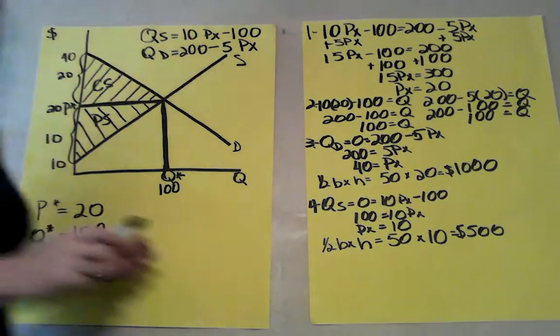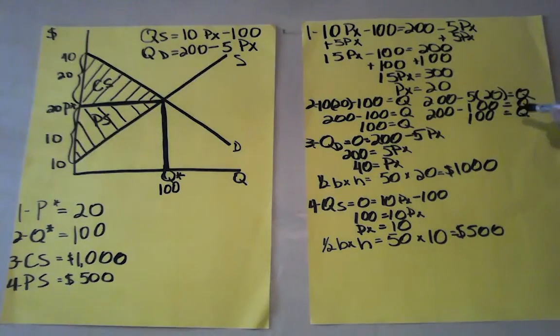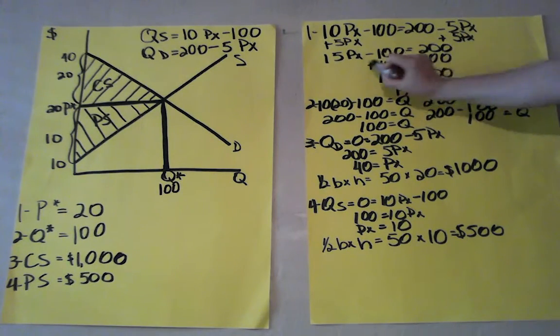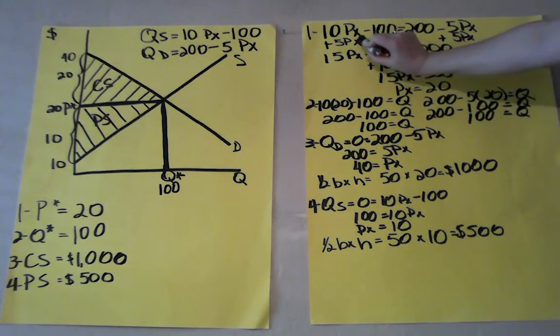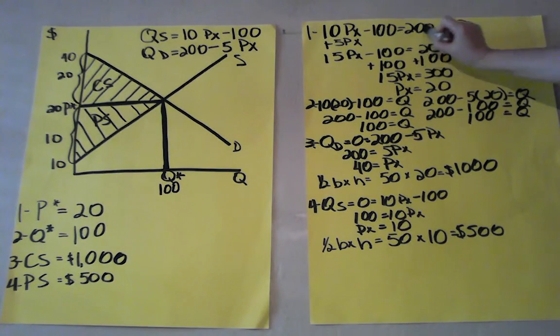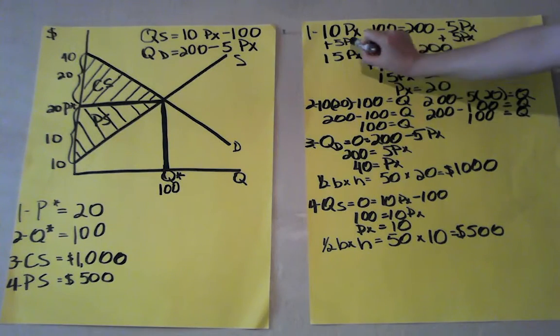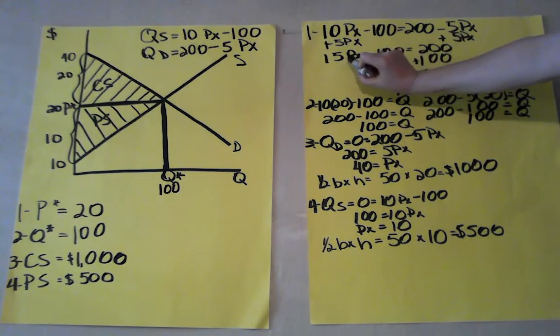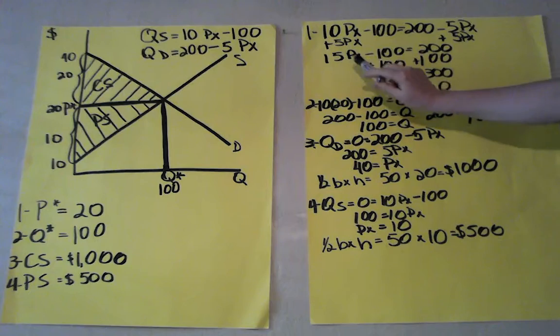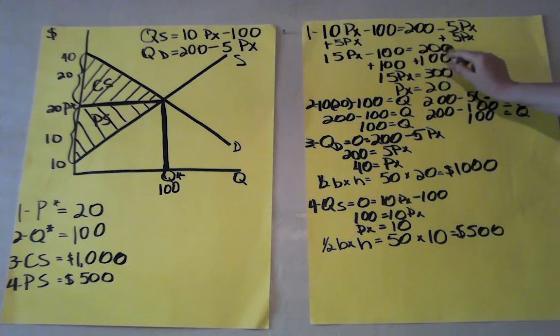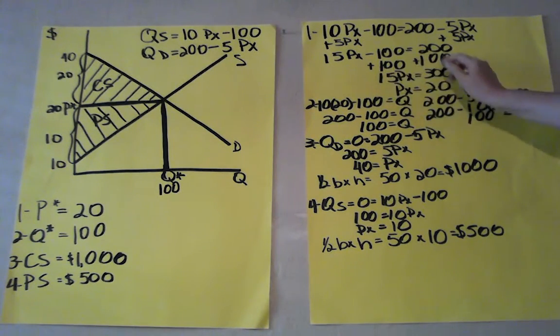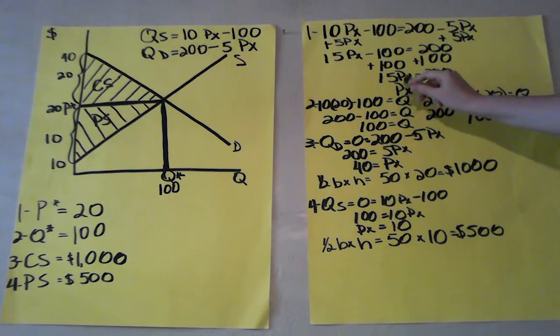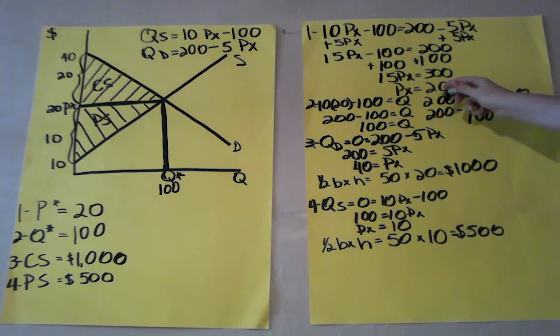We start with the first one, which is we set the functions equal to each other and solve for P. So we have 10Px minus 100 equals 200 minus 5Px. Take out the Px, do some simple algebra here, and we have 15Px minus 100 equals 200. And we add the 100, some simple algebra, and 15Px equals 300, therefore Px equals 20.